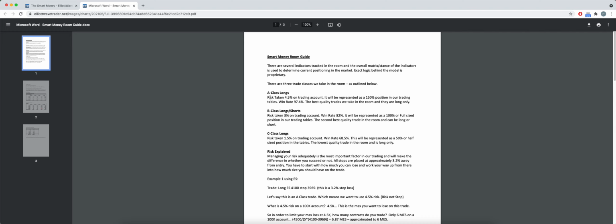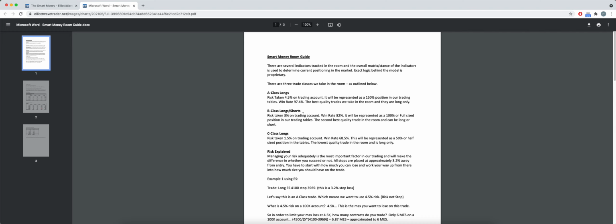So the risk on A class longs is 4.5%. It is represented as a 150% position in our trading tables. The win rate is close to 98%. That's why we take a much higher risk on the trades. This is the highest quality trade that we have in the room. Okay, and then the lowest end is a C class long, which we are in right now. The risk taken is 1.5% on the account. It will be shown as a half position in the tables.